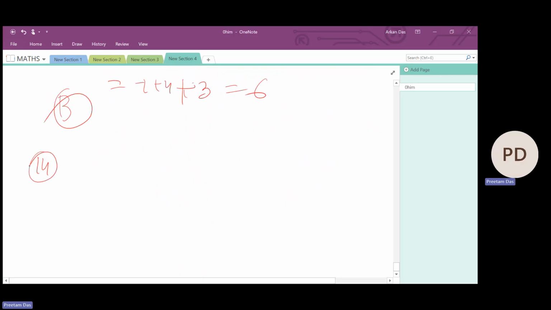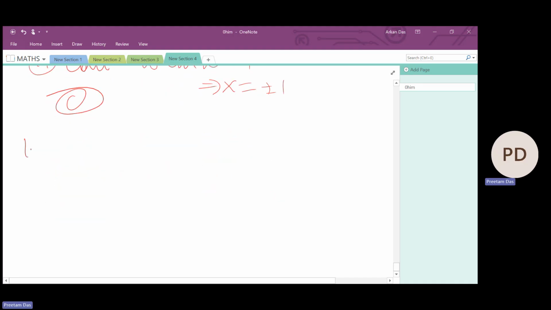Question 14. Very straightforward question. We know that whenever a function is divided in terms of rational and irrational, it will always be continuous only at those points where the two parts are equal. So it will be continuous when x square is equal to 1. So that means x is equal to plus minus 1. So which one is the correct option? Option C.